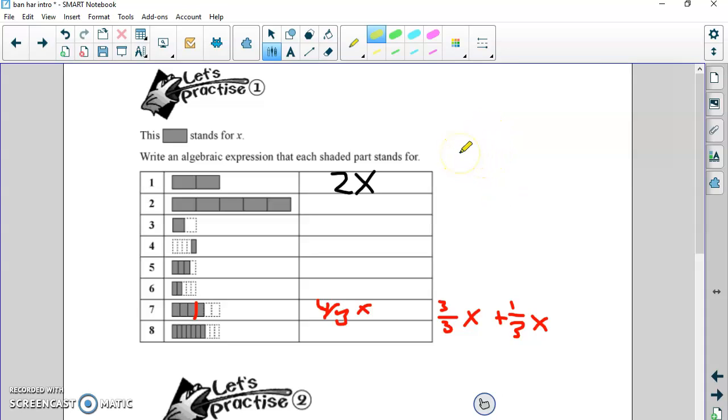We actually had a crossword puzzle for homework with other algebraic expressions. You can stop by and get that.